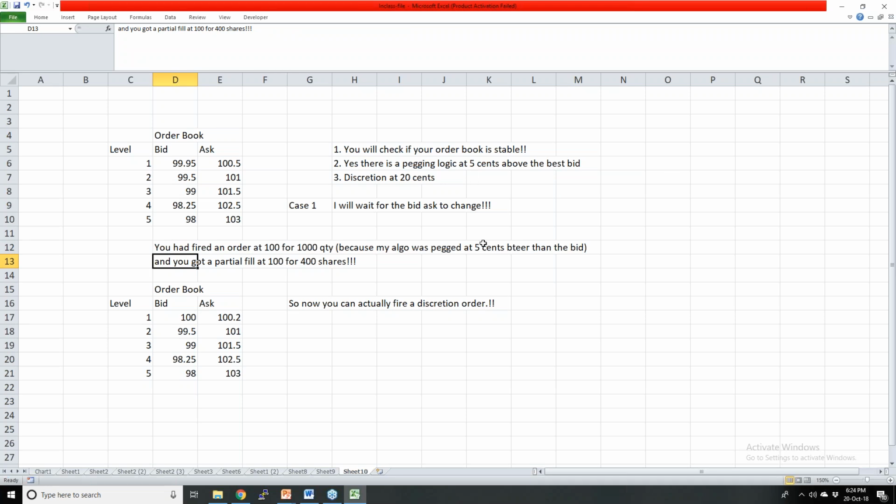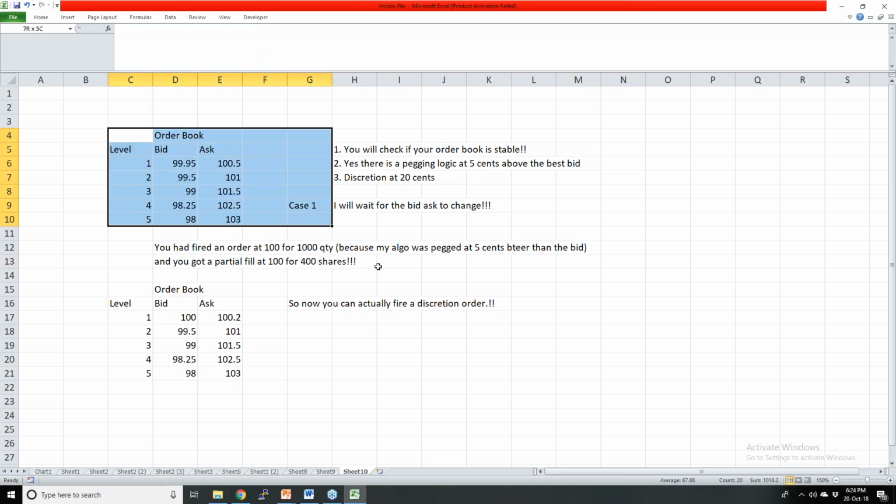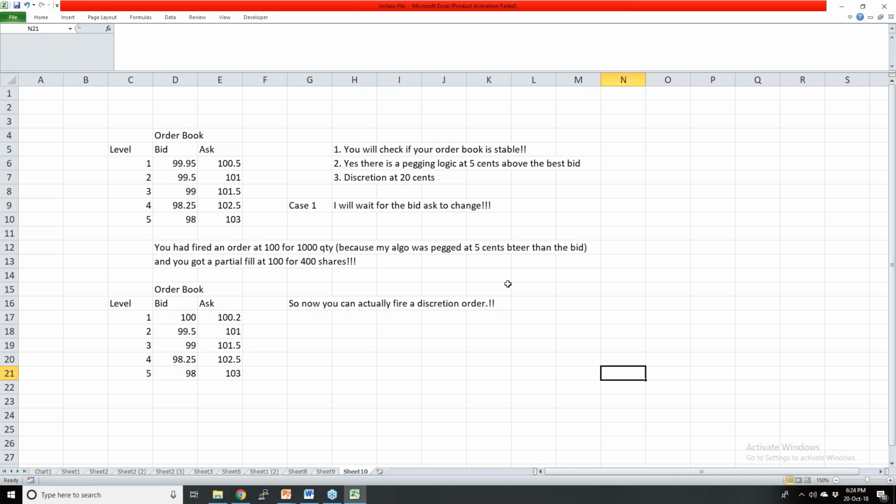Is this clear? Guys, is this case clear? Why I want to check for partial fills, right? Now this is important, right? Because I'm setting my algorithm depending upon the market conditions, right? Guys, is this clear? Yes or no? Any questions on this? What is not clear? Guys, please tell me exactly what was not clear.